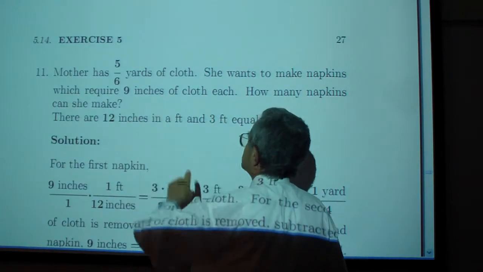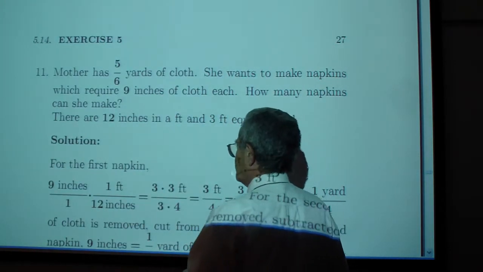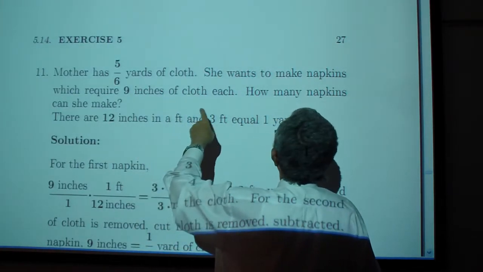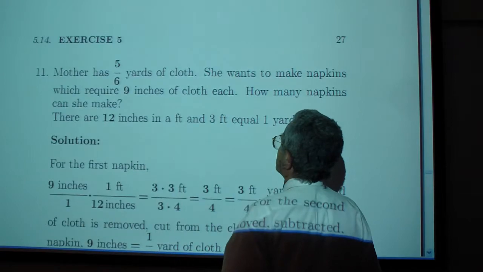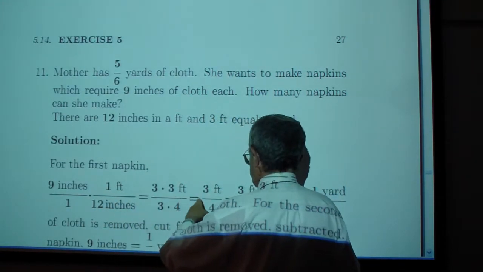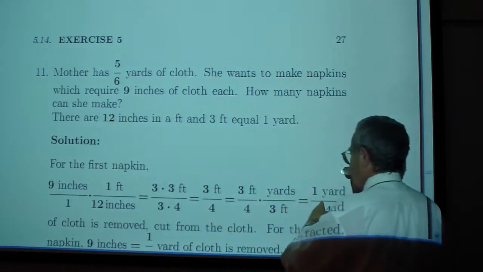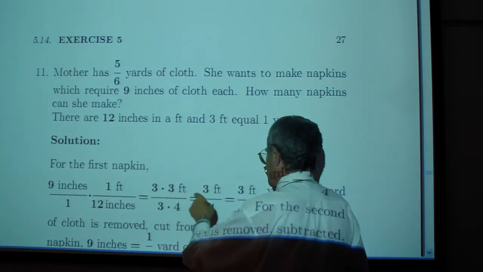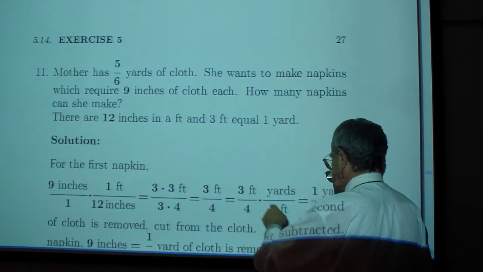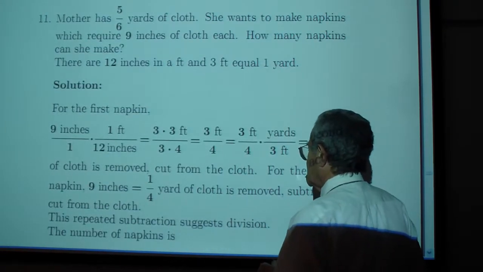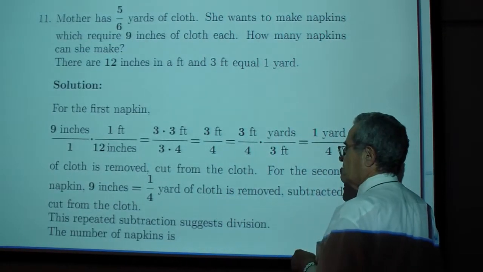Okay, mother has 5/6 yards of cloth, and each napkin requires 9 inches of cloth. Let's convert 9 inches to feet, and let's convert feet to yards. Remember, you want inches over inches, which is 1. You want feet over feet, which is 1, and you're left with yards. So you need 1/4 of a yard.